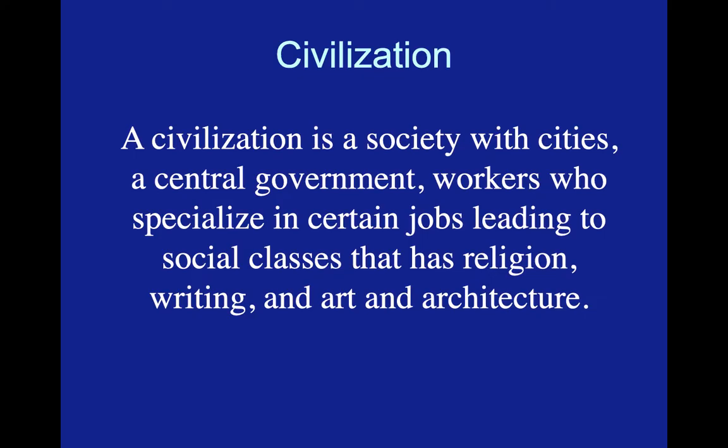So, what exactly is a civilization? A civilization is a society, and this society has cities, there's a centralized government, there are workers who specialize in certain jobs, there are social classes in this society. This society has religion and writing and art and architecture. These are all the things that are needed in order for a society to be considered a civilization.